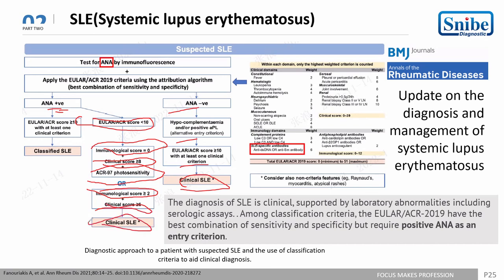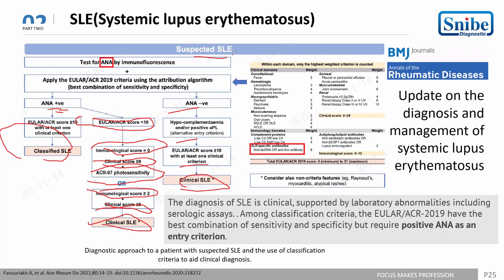then it leads to clinical SLE. So if ENA is positive and EULAR ACR score is greater than 10 with at least one clinical criterion, you can be classified as an SLE. So the classified SLE and the clinical SLE differentiation can be done using the EULAR ACR scoreboard along with the ENA testing. So this is about the diagnostic approach for the patient with suspected SLE, and it can be used for the classification criteria to aid the clinical diagnosis.